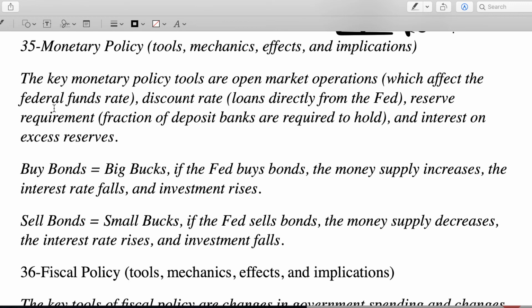All right. So monetary policy. Well, a key tool of monetary policy is open market operations. This is when the FOMC, the Federal Open Market Committee, decides how many treasury bonds to buy. And so this affects the federal funds rate, which is the overnight interest rate paid between member banks at the Federal Reserve. So why does this matter? Why would you borrow from another bank? Well, basically to meet your reserve requirement.